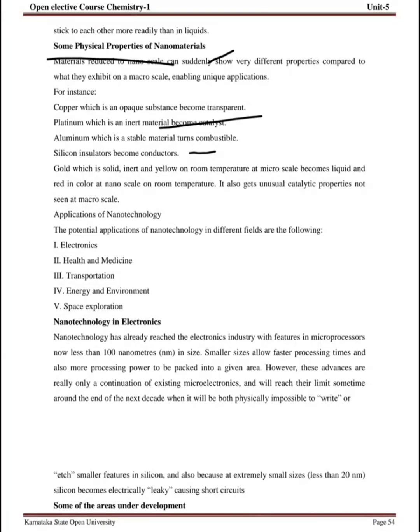And here one more example is gold, which is solid and inert at room temperature, yellow in color. On the micro scale, it becomes liquid when it is converted into nano size. That is one of the good examples.